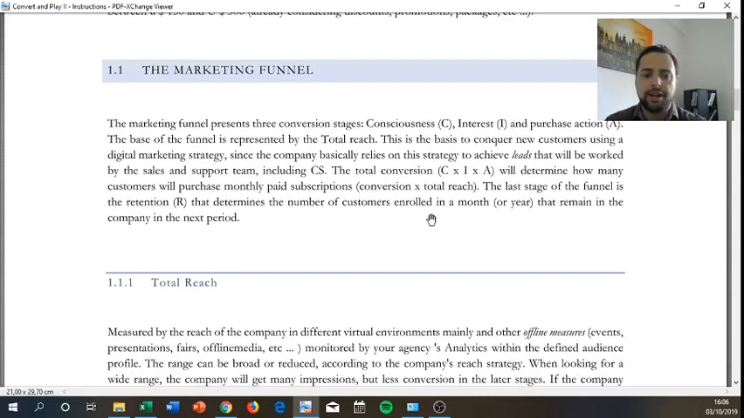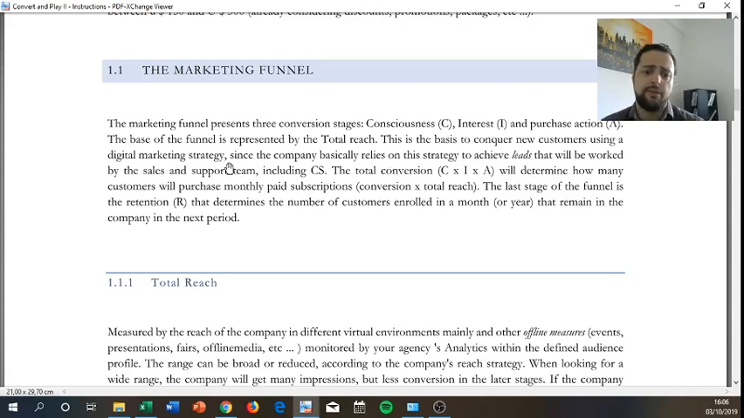So, how will our marketing funnel work? Basically, the marketing funnel will have 3 stages. First, people need to know that you exist. After that, they need to have interest in your product, and finally, they need to purchase, to actually buy the software from you.